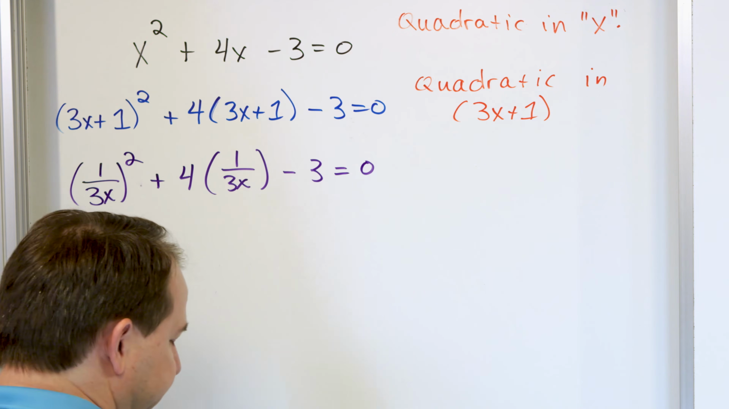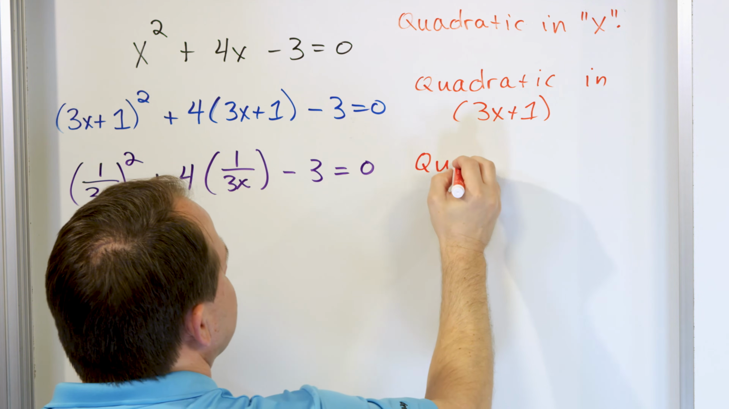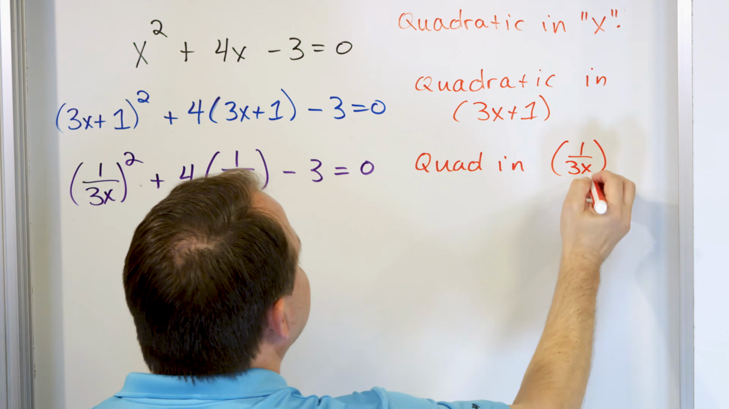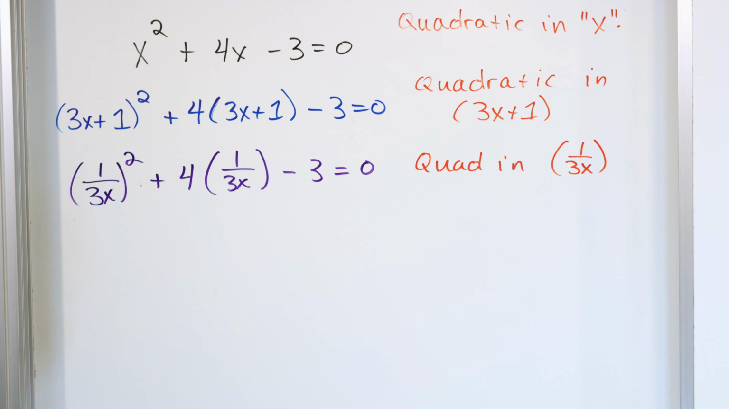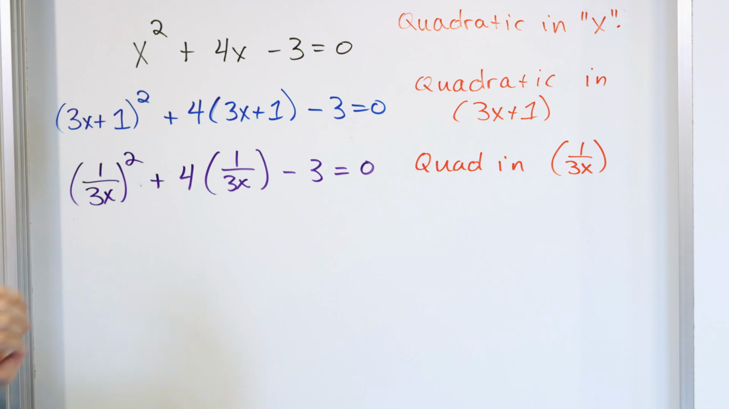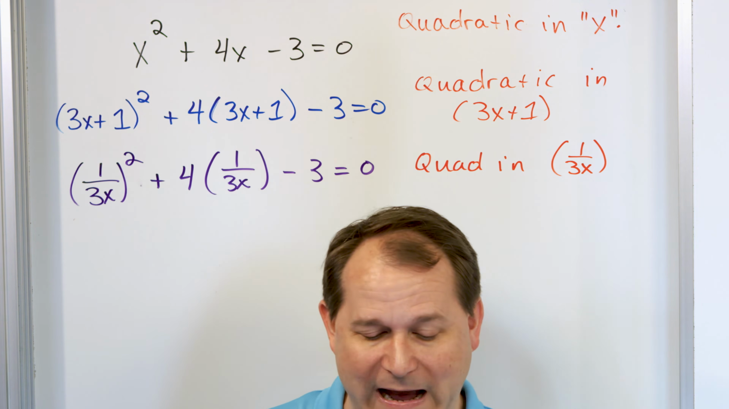It matches the form exactly, something squared plus 4 times something minus 3, but this one is quadratic in the quantity 1 over 3x. So these are all quadratic equations, right? It's just that this one is quadratic in the simple variable x, and the other ones are quadratic in the more complicated terms. So what we're going to do now is learn how to solve these.